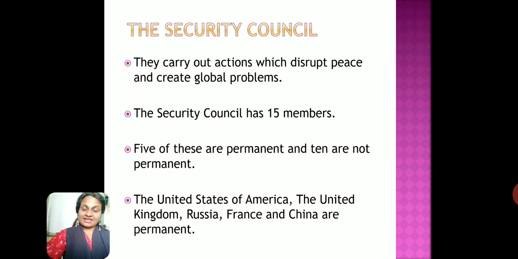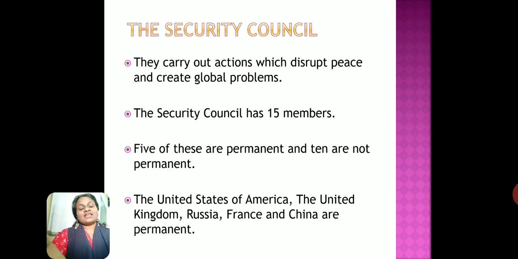How many members are there in the Security Council? There are 15 members of the Security Council. And like I said in the previous topic about the General Assembly, the nations have the right to choose the non-permanent members of the Security Council also. So we have permanent member countries in the Security Council. Apart from this, we also have the non-permanent members who are selected in the General Assembly.